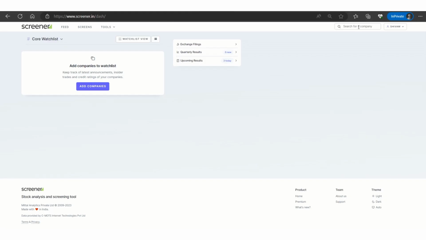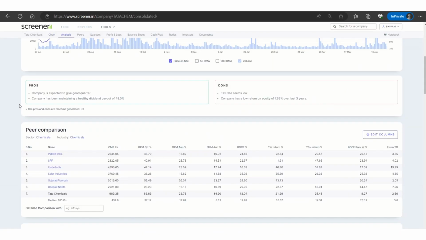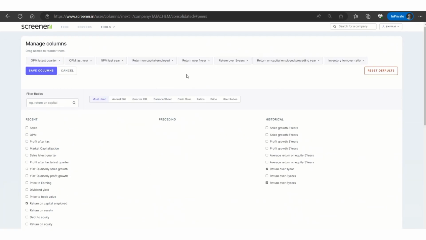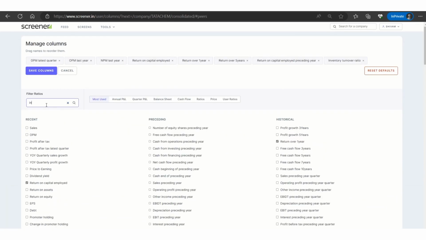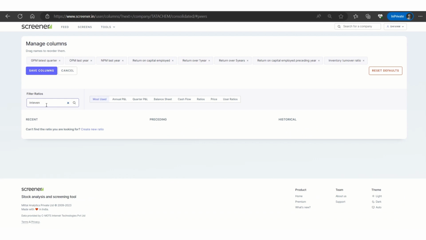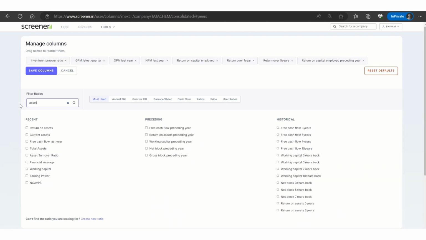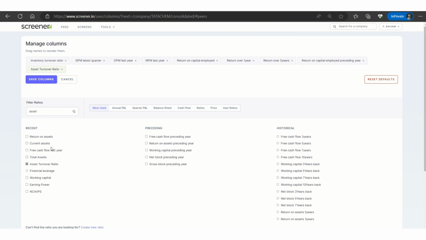So let's go to screener.in and type our example, Tata Chemicals. And let's go down to the peer comparison and edit our table. In the table, the first thing we have to put is inventory turnover ratio, and it's here. Yeah, let's put it here. And the second thing which we have to put is your asset turnover ratio, right? So your asset turnover ratio is here. Let us put it in the second column.